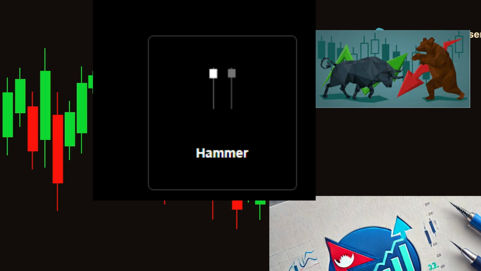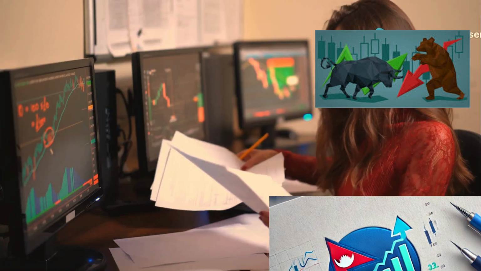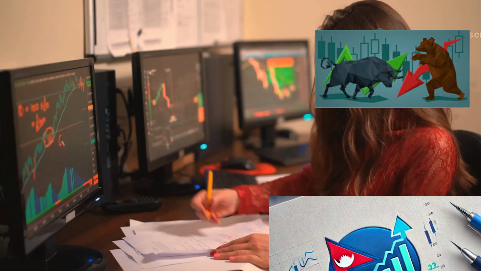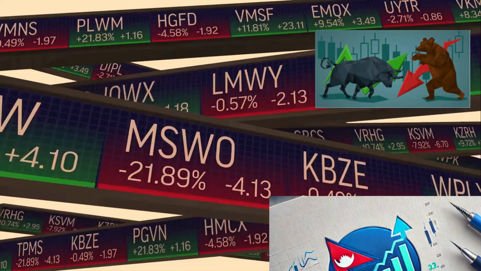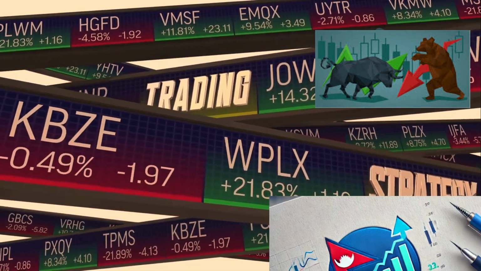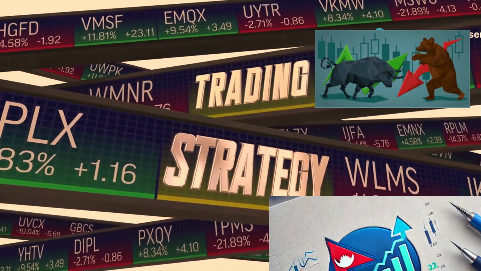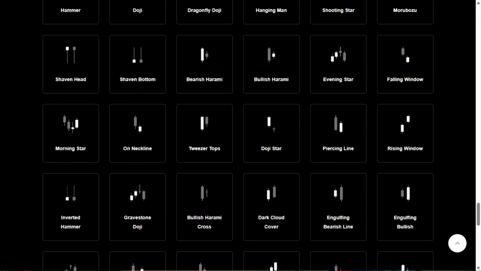The key is to adjust your expectations based on the time frame you're trading. Remember, the shorter the time frame, the more noise you'll see in the market. So it's important to filter out the false signals and focus on the patterns that align with the overall trend and your trading strategy.